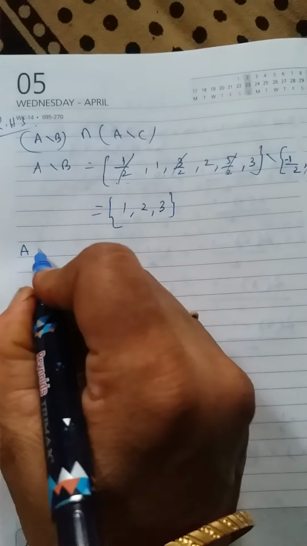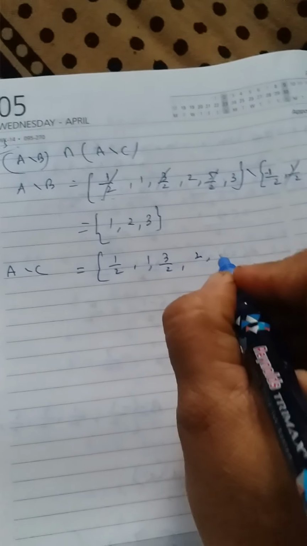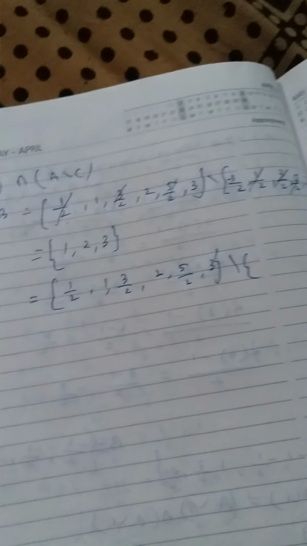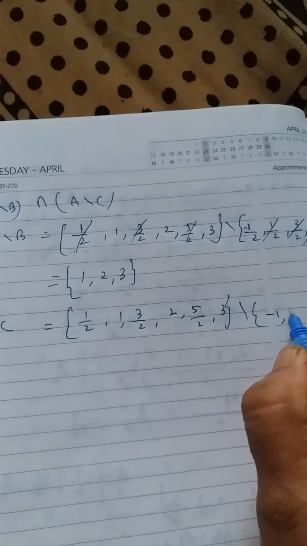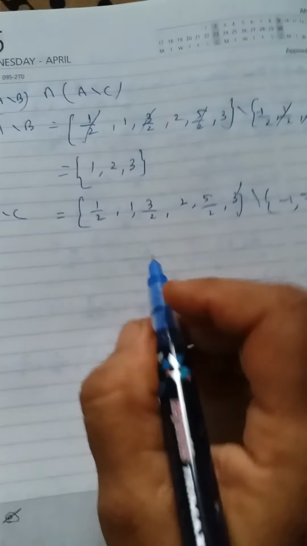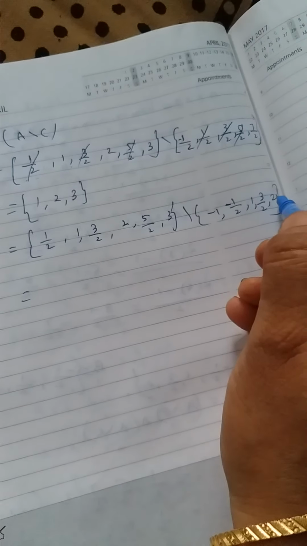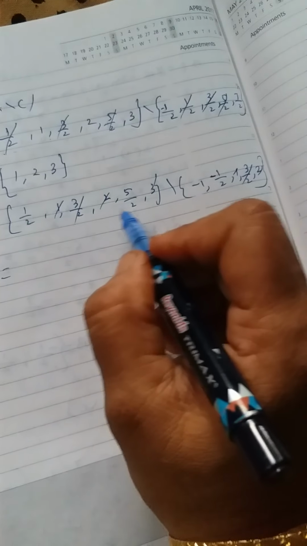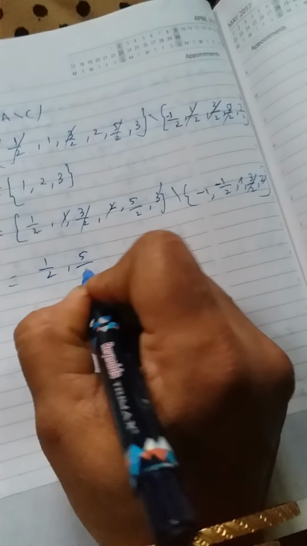Next you have to find out A minus C. A is 1 by 2, 1, 3 by 2, 2, 5 by 2, 3, minus your C, which is minus 1, minus 1 by 2, 1, 3 by 2, 2. Common values you cancel: 2 gets cancelled, 3 by 2 gets cancelled, 1 gets cancelled. You have 1 by 2 and 5 by 2 and 3. So A minus C is 1 by 2, 5 by 2, 3.